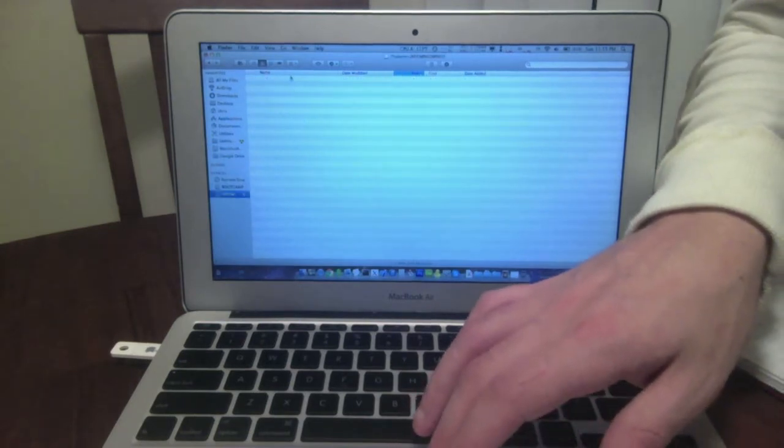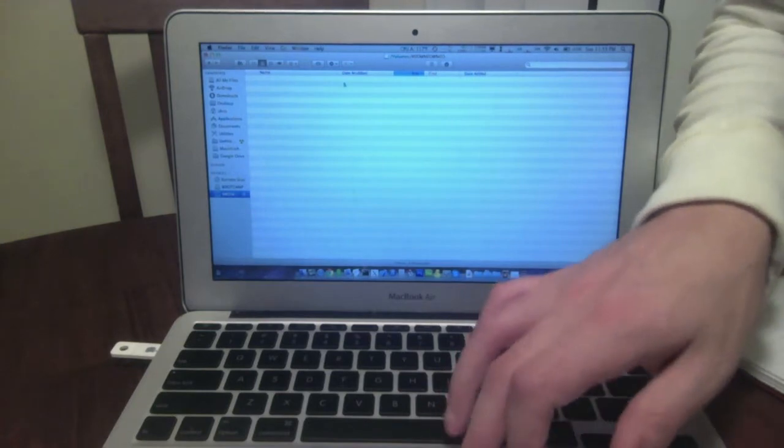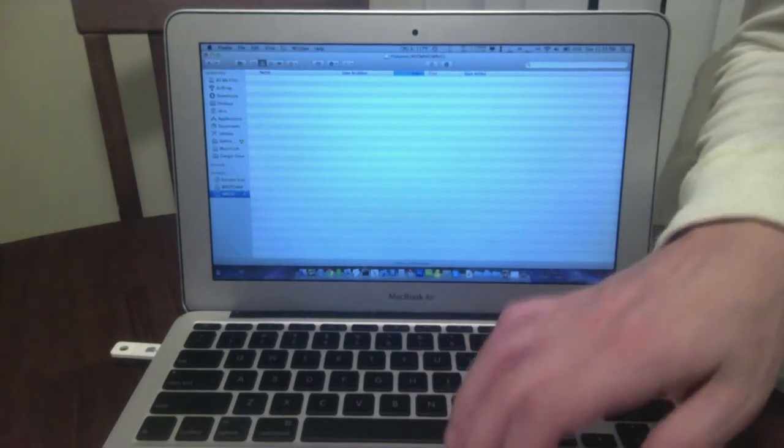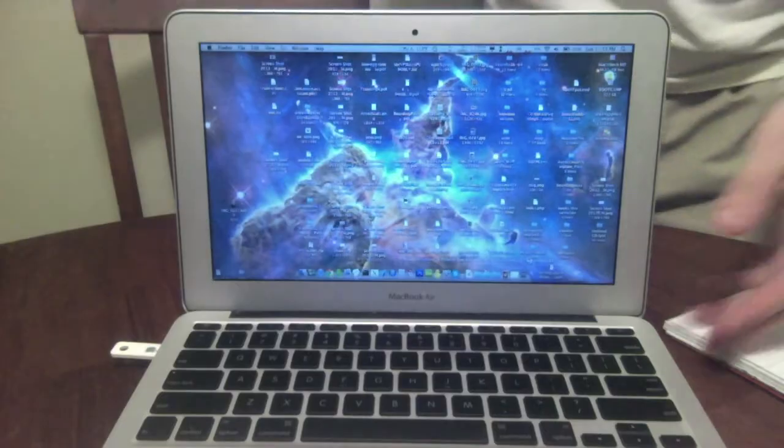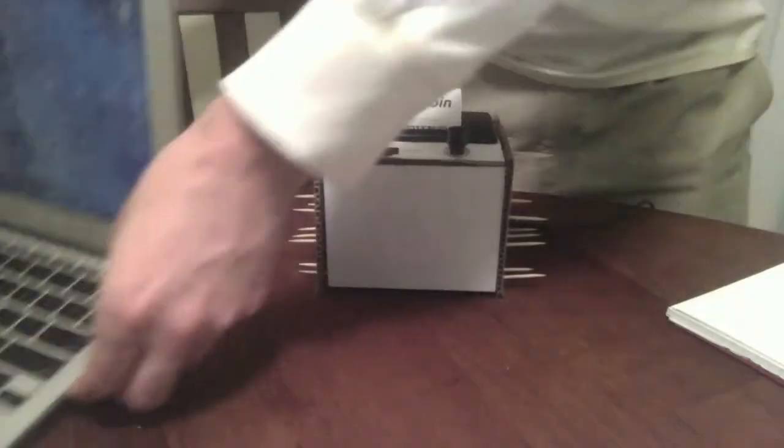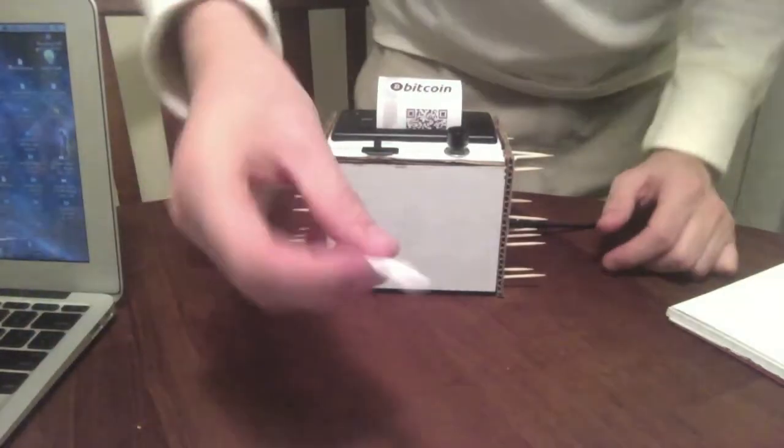Okay, so you see there's nothing in here at all. It's completely empty. And we can eject it. And this is the drive.